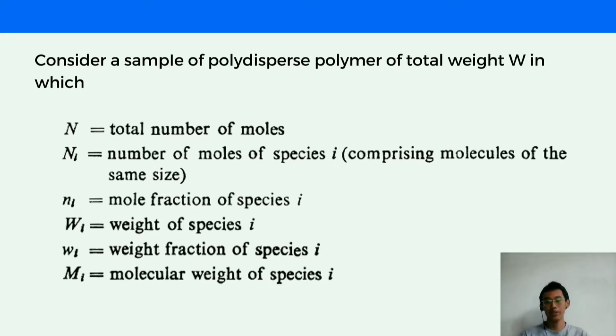Consider a sample of polydisperse polymers of total weight W, in which n equals the total number of moles, and i equals the number of moles of species i, comprising molecules of the same size. The n_i equals the mole fraction of species i. The w_i equals the weight of species i, and the tiny w_i equals the weight fraction of species i. And the last one is M_i equals the molecular weight of species i.